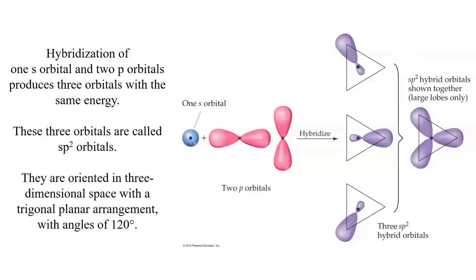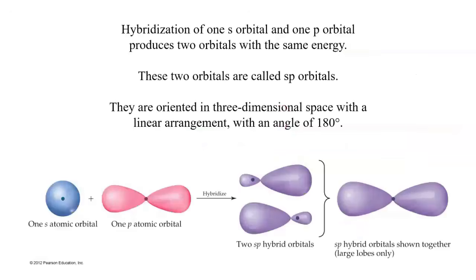So when 1 s orbital and 2 p orbitals are hybridized, it produces 3 orbitals with the same energy, and they're called sp2 orbitals. And they're oriented in 3-dimensional space with a trigonal planar arrangement with angles of 120 degrees. And the last type of hybridization is called sp. So when 1 s orbital and 1 p orbital are hybridized, it produces 2 orbitals with the same energy. They're called sp orbitals, and they are oriented in a linear arrangement with an angle of 180 degrees.